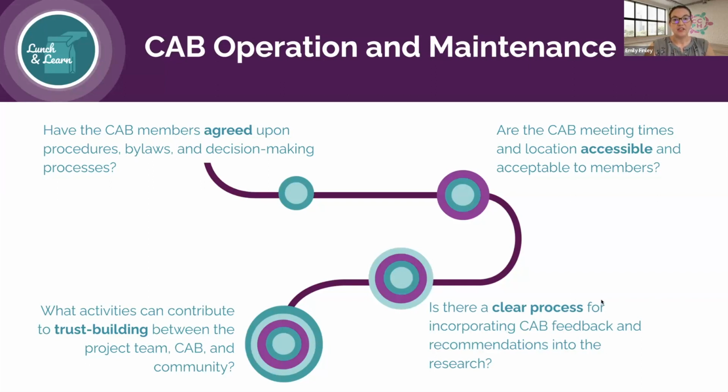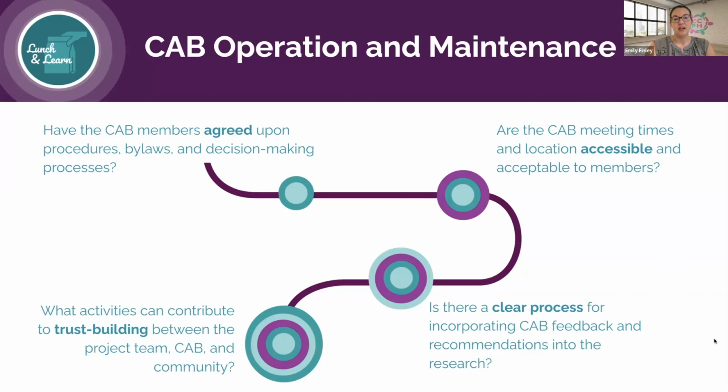And then next, is there a clear process for incorporating CAB feedback and recommendations into the research? This is a question that really gets to transparency and accountability between the research team and the CAB and the advisory board to make sure that voices really are being heard and are being implemented and integrated into the research activities.